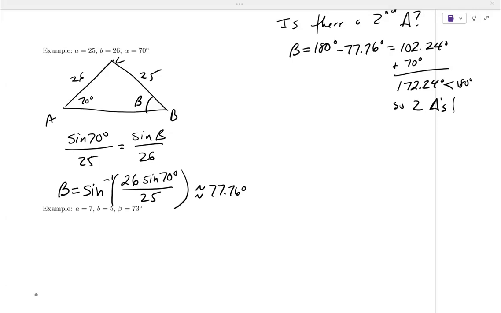We set it up the same way we did last time, or in previous problems. We did sine of 70 over 25 is sine of beta over 26. That's exactly what we should do. We went through and got a 77.76 degree angle roughly for beta. However, this may not be the only possibility. Because remember, if I take the sine of an angle or the sine of its supplement, I get the same value. We can think about it in terms of reference triangles.